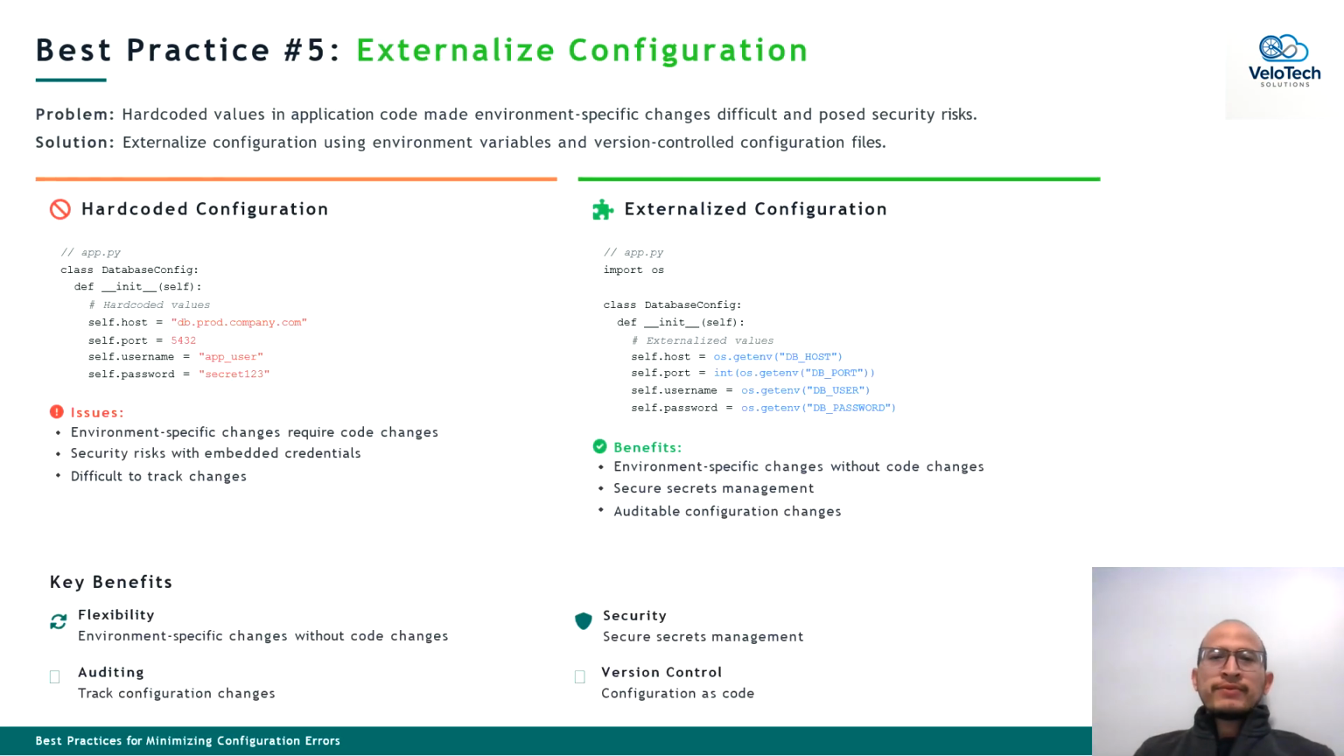Best practice number 5 tackles a security and flexibility problem: hard-coded configuration values. Look at the code example on the left. This is what they were doing before. Hard coding values directly in application code. The database host, port, username and password are all written directly into the code.